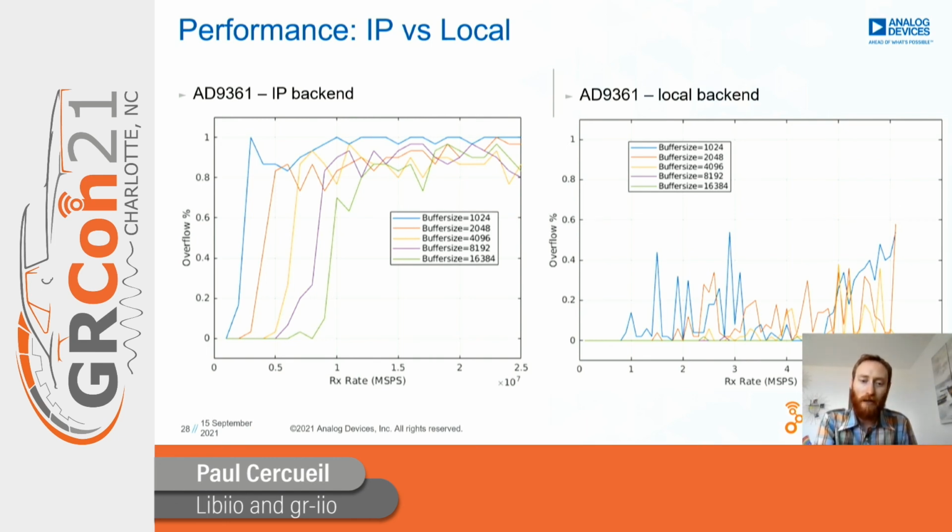On the IP backend, the USB backend, it's a different story. There, the buffer size really changes the sample rate that you can reach without losing data. Using a small buffer, for instance 1K samples, you're going to start losing data at 2 megasamples per second. If you use a bigger buffer, 16K, 32K, 64K samples, then you can reach maybe 8 megasamples per second, 10 maximum, without losing data. And above this, you're going to lose data.